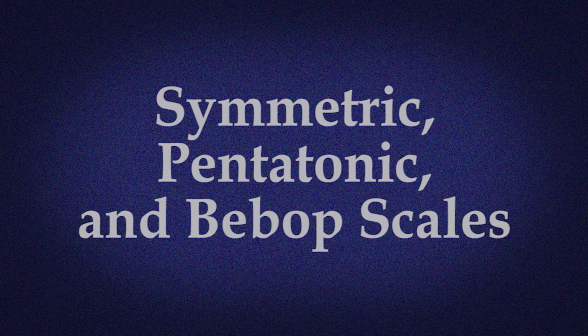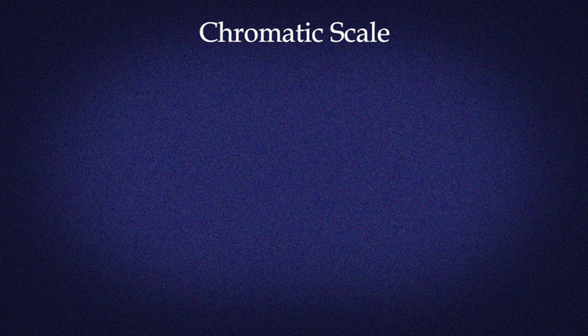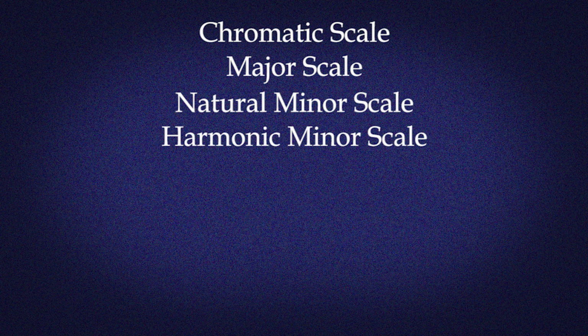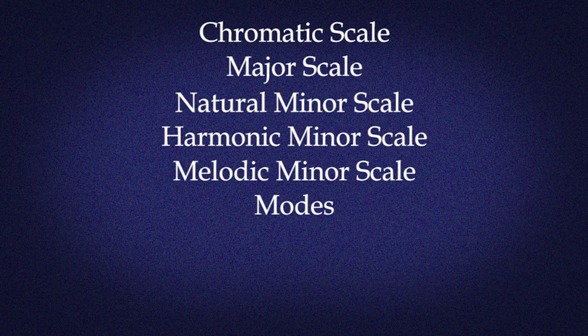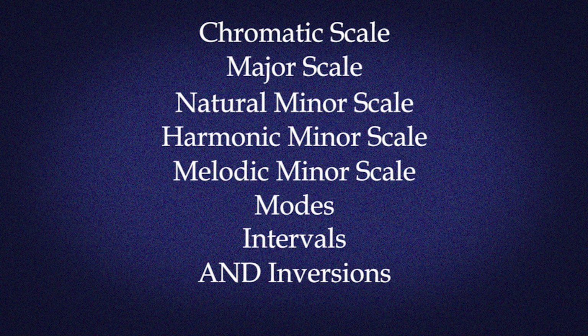Up to this point in this series, we've covered several different types of scales. The chromatic scale, the major scales, the natural, harmonic, and melodic minor scales, and the modes for each of them. We've also discussed intervals and the importance of being able to use scale formulas to label the structure of scales in relation to their parallel major scales.